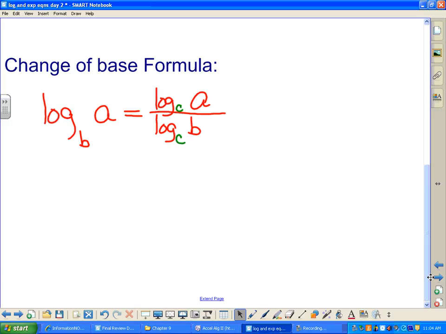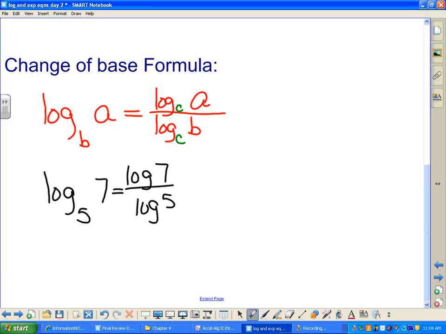Okay? So from now on, if you need to evaluate something like this, it shouldn't take you much time at all. The log base 5 of 7 is just going to be what? The log of 7 divided by the log of 5. Okay? And you can pick, again, any base you want. I could have put log base 3 of 7 divided by log base 3 of 5, although is that going to help me very much?